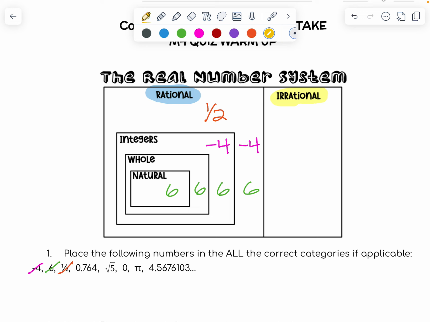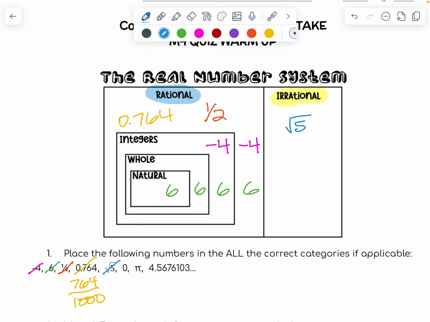Rational numbers can be written as a fraction. All right, this decimal, 0.764, if I say that out loud, that is 764 thousandths, which can be written as a fraction. So that is going under rational. The next one is the square root of 5. If you put that in your calculator, you're going to notice it is pretty disgusting. It's just a decimal that keeps on going. There's no pattern. It can't be written as a fraction.